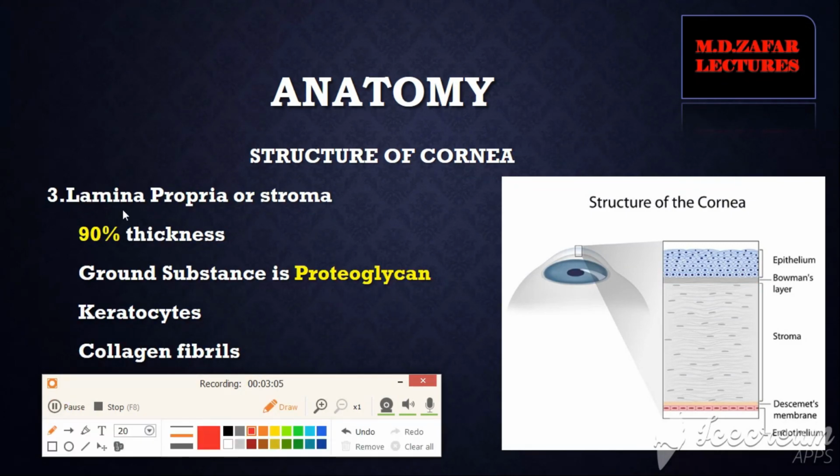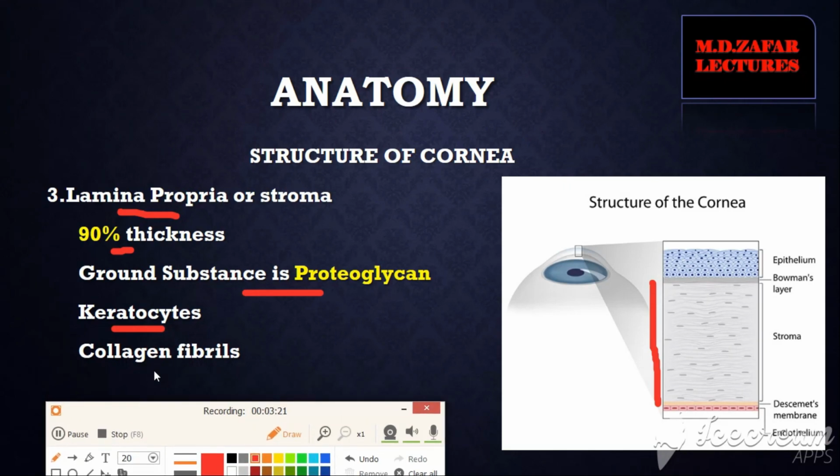Now we'll talk about lamina propria or stroma. As you could see, it makes 90% of the thickness of the cornea. It has ground substance of proteoglycan. The cells are the keratocytes, which are collagen producing cells, and it has collagen fibrils, which are arranged in a manner to provide the structural strength to the structure of cornea so that it can remain in its definitive position.